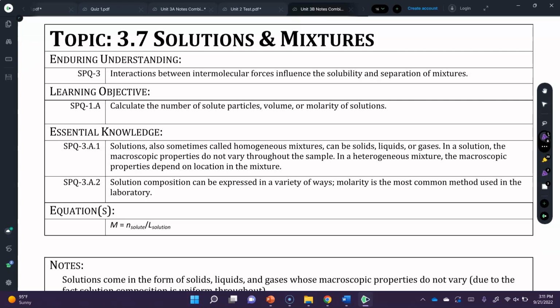By the end of this, you should be able to calculate the number of solute particles, volume, or molarity of solutions. I am going to add one equation to this, and that is the dilution equation where M1V1 is equal to M2V2. And this is a derivation off of the molarity equation over here, where molarity is the moles of solute over liters of solution.